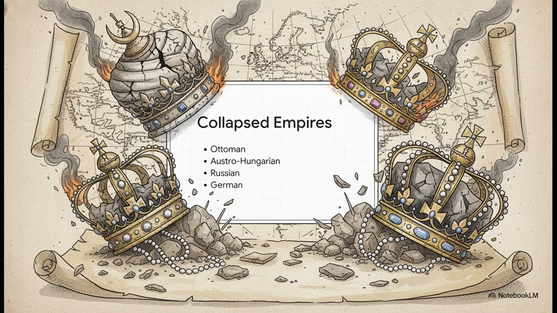And why does this specific conflict matter so much to our modern world? Because the old world was literally erased from the map. The fallout of this war caused four massive, incredibly powerful empires to completely disappear: the Ottoman Empire, the Austro-Hungarian Empire, the Russian Empire, and the German Empire. The entire global hierarchy collapsed and had to be completely rebuilt.